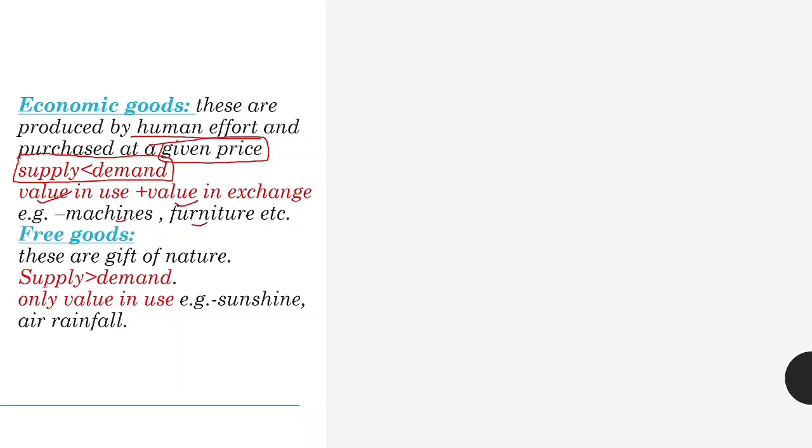Free goods are the free gift of nature, and supply is more than demand, and we have very few free goods, right? And they have only value in use because they haven't been exploited in such a way that they'll have value in exchange. For example, sunshine, air, rainfall. So these are free goods. There is no value in exchange to them, but they have value in use.